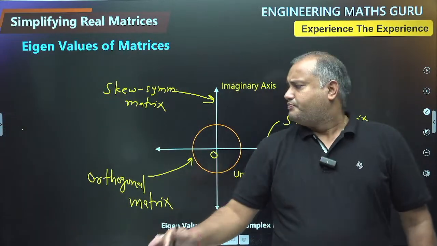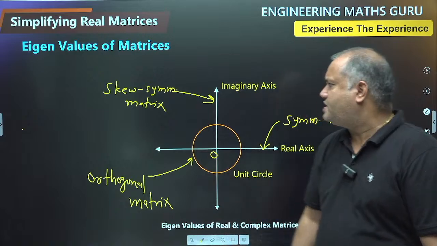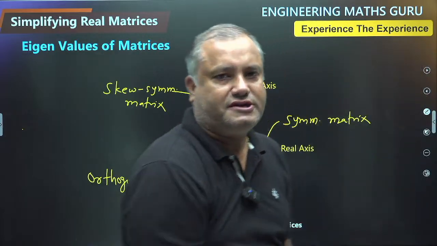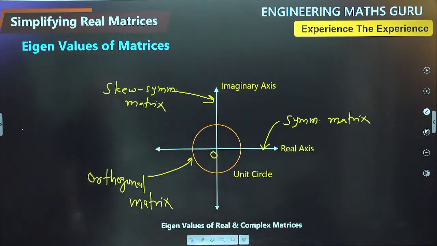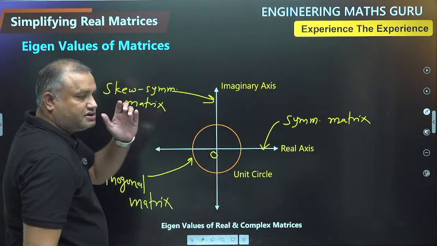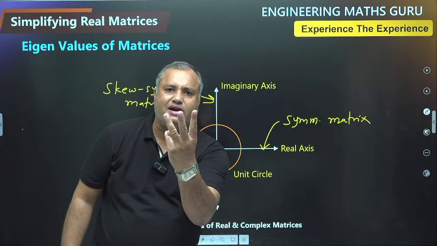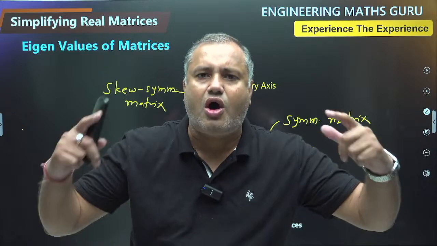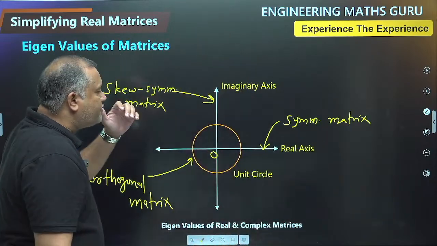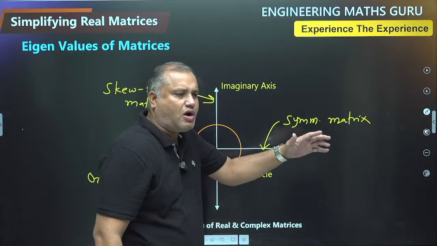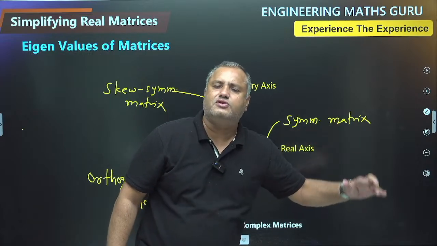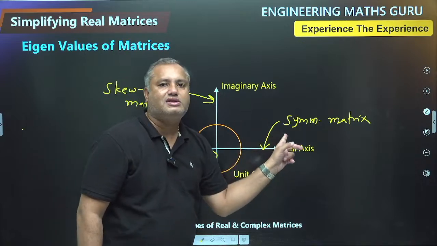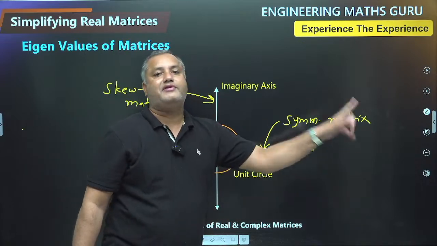Students, you will get a direct question in GATE based on this frame. This is very important for you. Lock my point. Very important concept. Students, there are three types of real matrices: symmetric matrix, skew symmetric matrix, and orthogonal matrix. So eigenvalues of symmetric matrix are always real numbers, and that's why on the real axis we plot the eigenvalues of symmetric matrix.